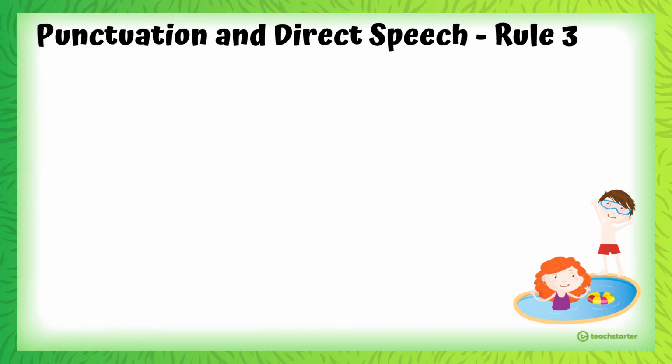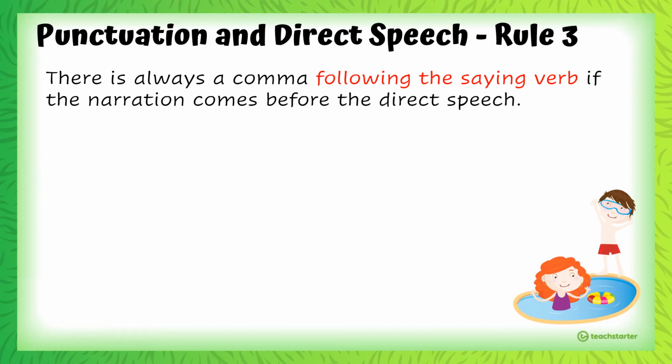All right, so here's our last rule. There is always a comma following the saying verb if the narration comes before the direct speech. So that means the narrator's telling us which character is about to do the talking. Have a look, I'll show you.